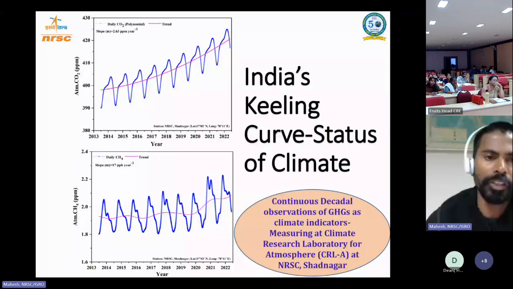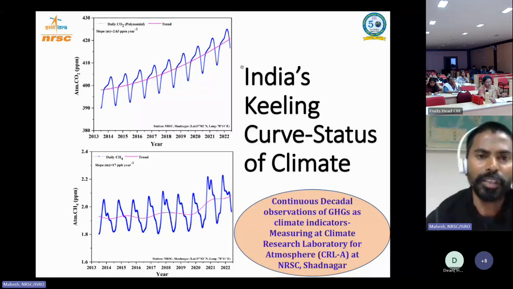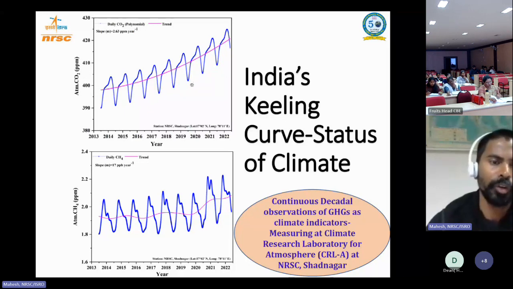And this is, I would say, India's Keeling curve, because today we have the longest data over the Indian region from the Shadnagar site, which was built by NRSC ISRO. From 2013 onwards till today, we are continuously measuring atmospheric CO2 and methane. If you see here, the data clearly capture the seasonal variability. In the trough and crest, you can see the period of source and the period of sink. This kind of data is really helpful to understand the sources and sinks of CO2, that is, the net effect of the processes controlling carbon dioxide in the atmosphere.